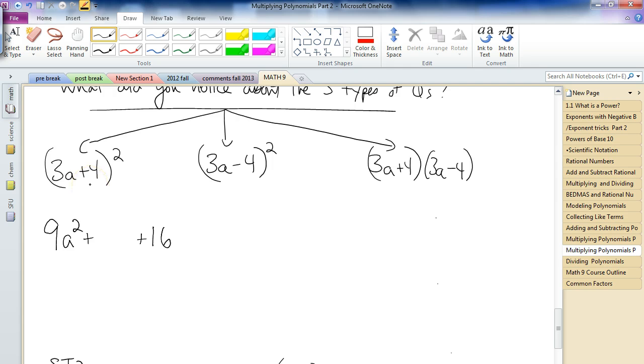Now, that's all good. Here's where the tricky part is. Now what you're going to do is you take these two numbers, the 3 and the 4, and you're going to multiply them. 3 times 4, 12, and you're going to times them by 2 to make 24. And that's how much of the variable we have, 24a.